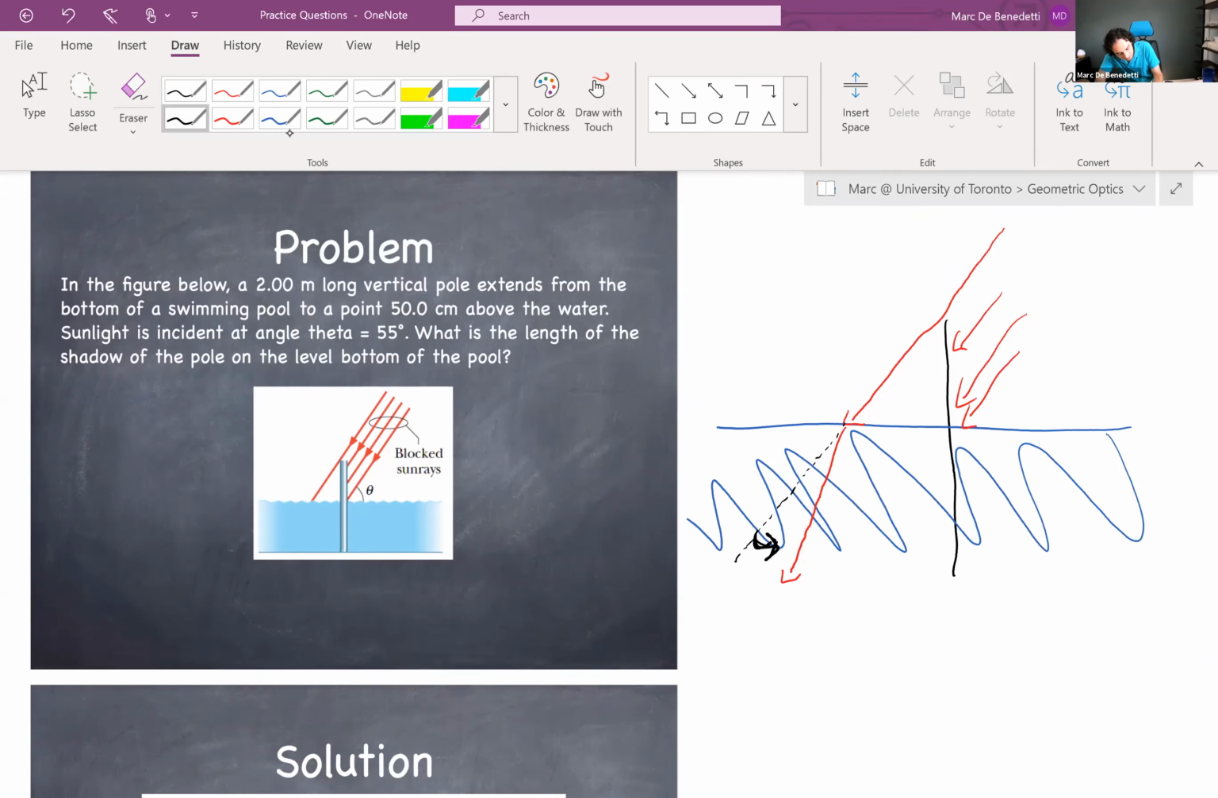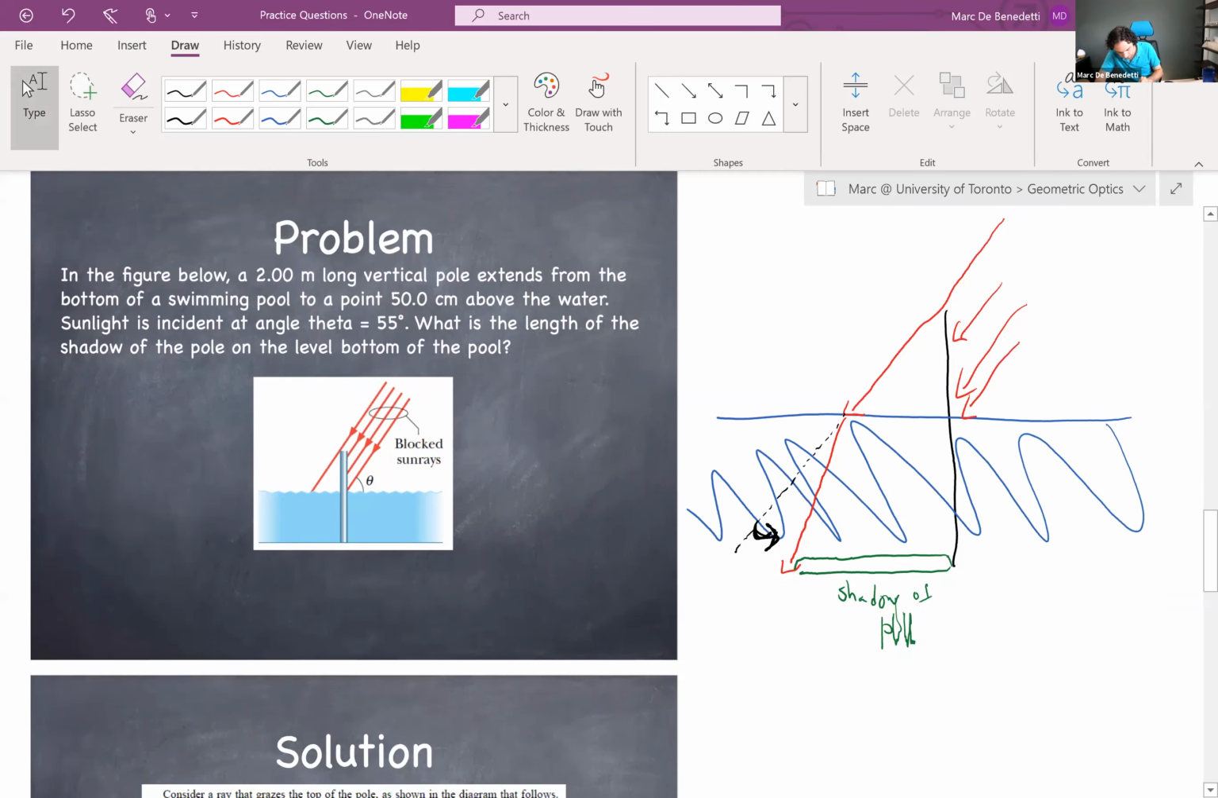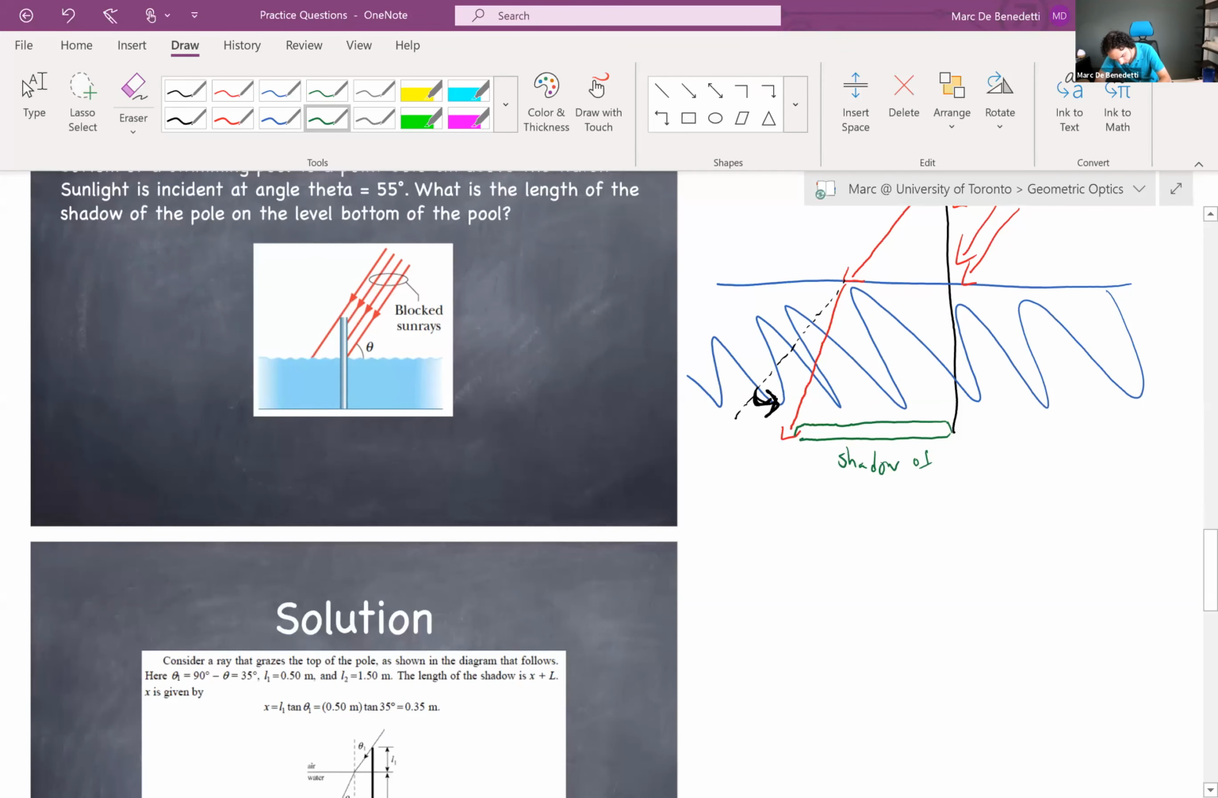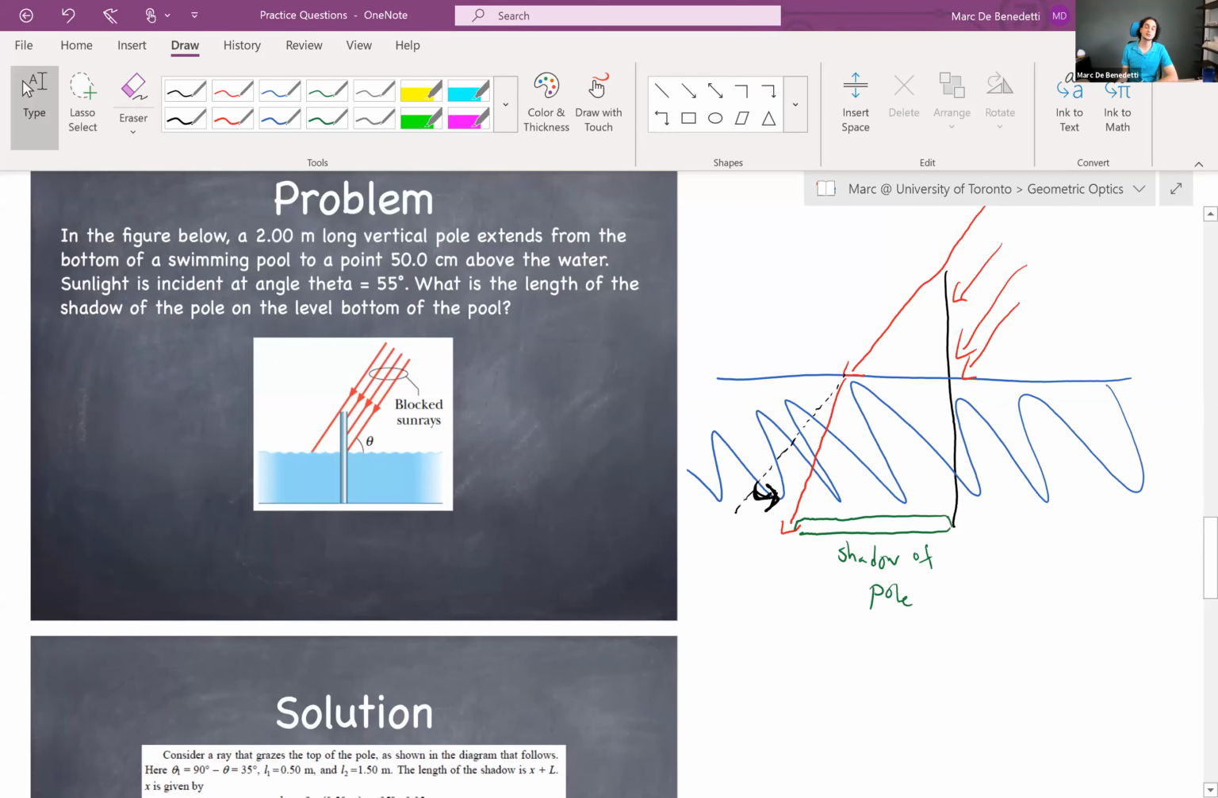And this is what will appear to be the shadow of the pole. Oh, I'm writing too close to the bottom of the screen. Shadow of the pole. Okay, so that's what causes the shadow. What causes the shadow is the absence of a light ray.